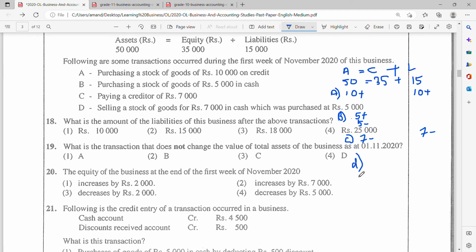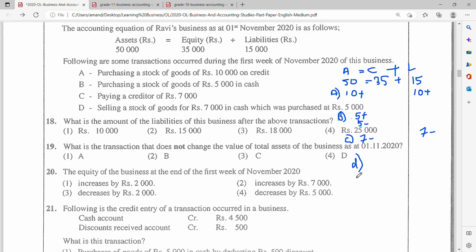Finally, transaction D, selling a stock of goods for rupees 7,000 in cash, which was purchased at rupees 5,000. So you are receiving 7,000 in cash from this sale by selling stocks which was worth 5,000. You can see from the difference that you have earned a profit, an income gain. So that will be added to your capital. So your capital is increasing by 2. With this sorted out, let's move into the question.